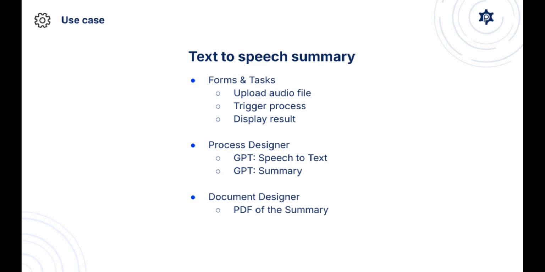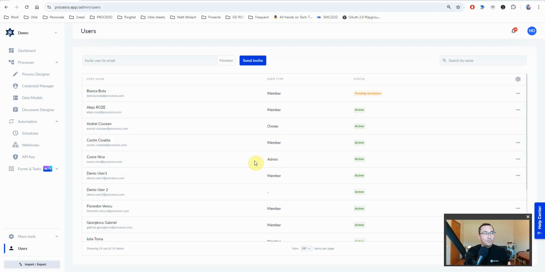So basically what we're going to do is have an audio file that the user uploads to a PROCESIO form, and processes are going to run to send that audio file to ChatGPT, to have a speech-to-text extraction. So basically we're going to extract the transcript of the audio file, and then the transcript we're going to send to ChatGPT to have a summary of that. The summary we're going to use to generate a document and then present everything within the form. So we're going to use the forms and tasks, the process designer, and the document designer.